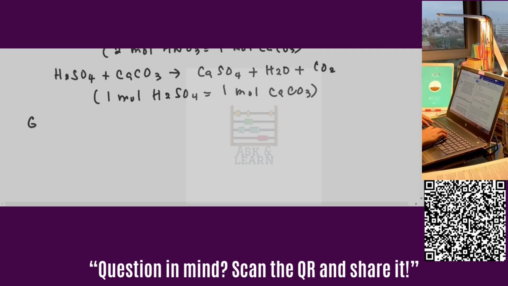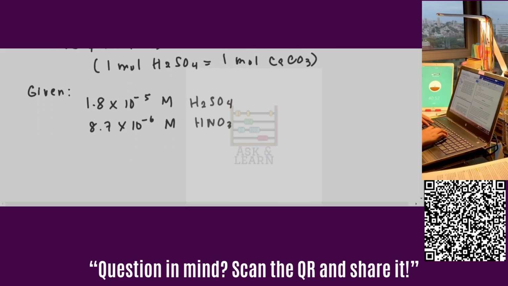Now we are given the molarity of the two acids as 1.8 times 10 to the negative 5 molar of H2SO4. And for the nitric acid, we have 8.7 times 10 to the negative 6 molar.